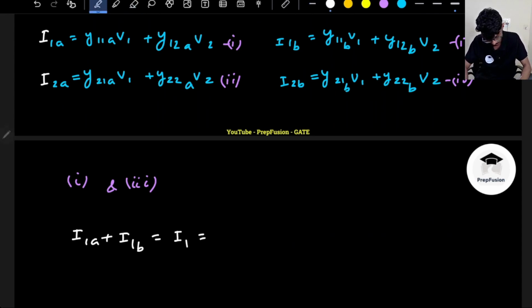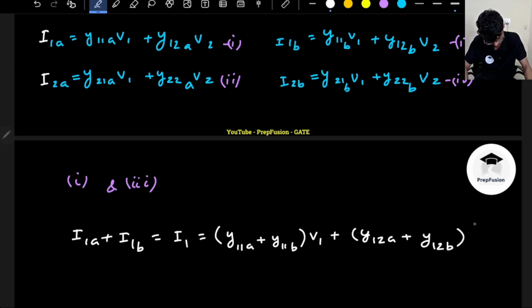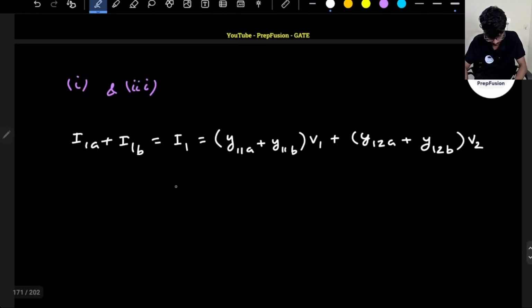So this will be I1 equals (Y11A plus Y11B) into V1, plus (Y12A plus Y12B) into V2. I2 equals, same thing, right?